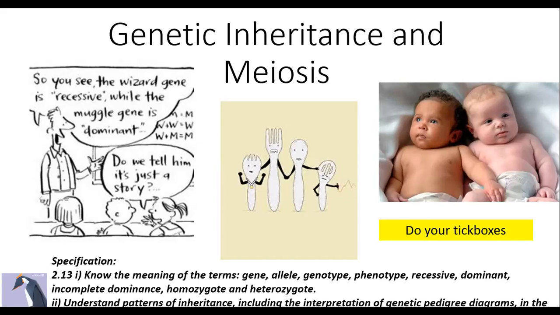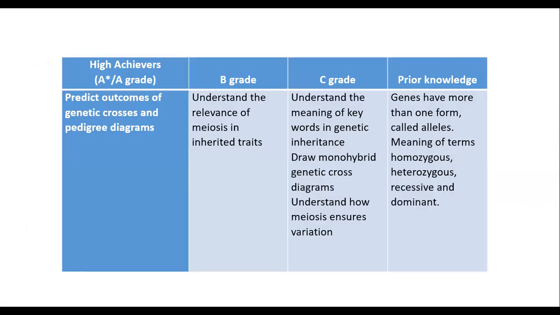And we're also going to look at the patterns of inheritance, interpretation of genetic pedigree diagrams. So they're slightly different to the Punnett squares that we've just gone through, and in the context of monohybrid inheritance. So A star, you need to predict outcomes of genetic crosses and pedigree diagrams. B grades, understand relevance of meiosis and inherited traits. C, understand the meaning of keywords in genetic inheritance, be able to draw a monohybrid genetic cross diagram, and understand how meiosis ensures variation.